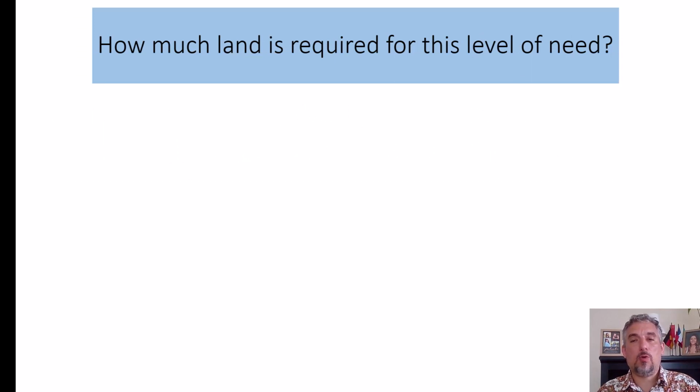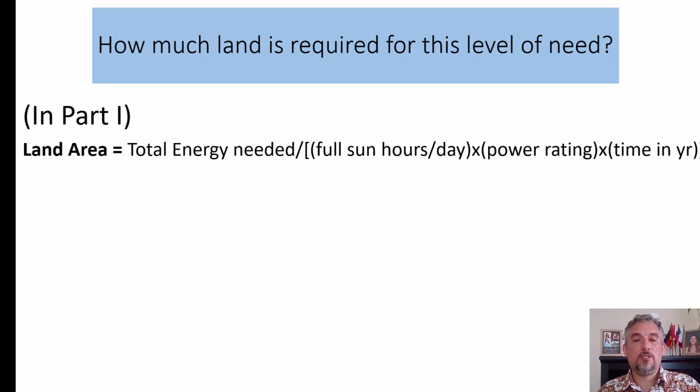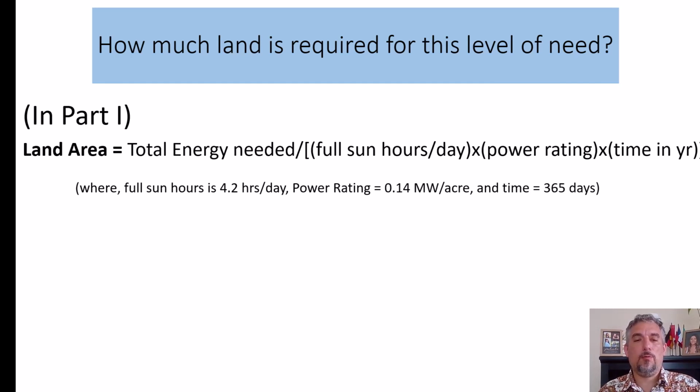So how much land is required to provide that level of need? And we used this in the part 1 video as well. This is the equation. Land area is equal to the total energy or electricity needed divided by these three terms that are multiplied: the full sun hours per day, the power rating of the panels, essentially the solar array, and then the time in a year. Well, you'll see. Those numbers from part 1 were 4.2 hours a day. That's full sun hours in Illinois.